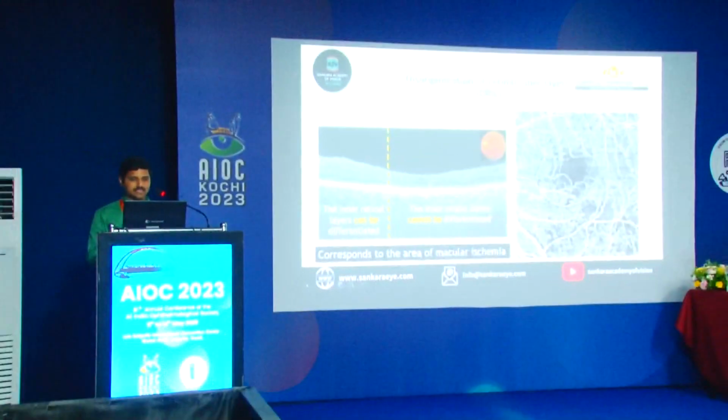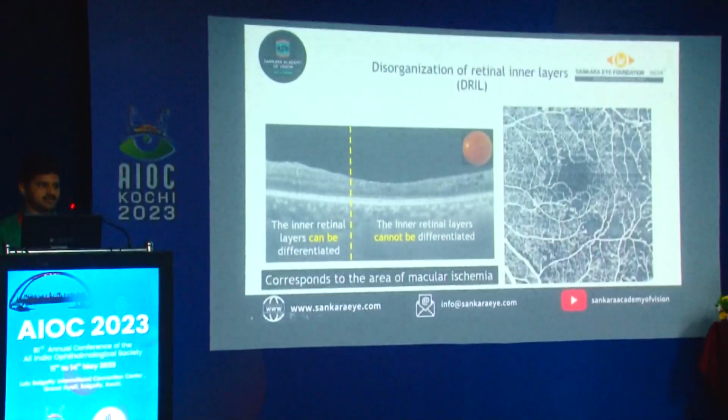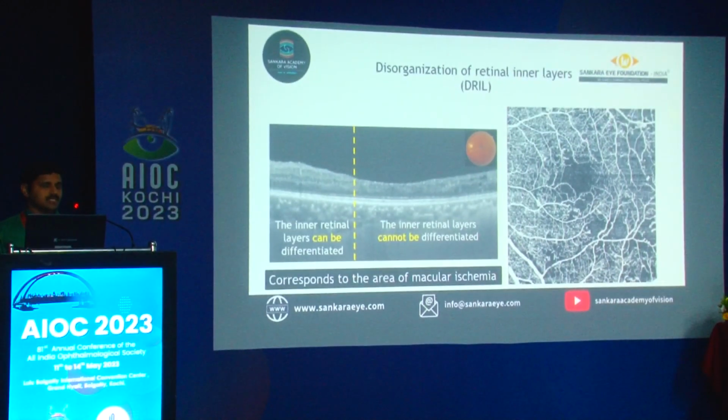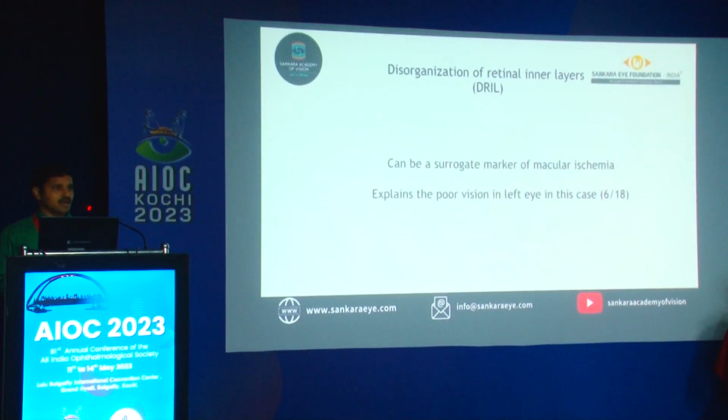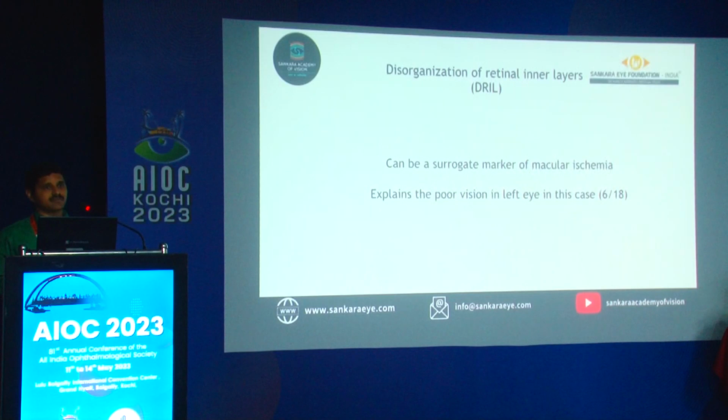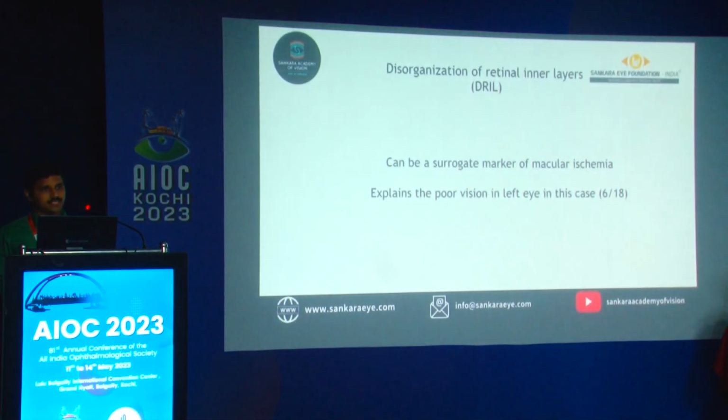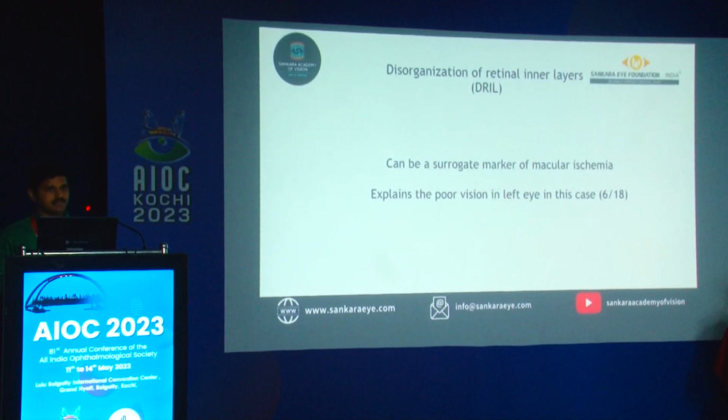So why do we need to know this? Because as we can see in this case, the temporal half shows areas of ischemia. There are a few publications which have noted that DRIL corresponds to the area of macular ischemia. So how it can help us is that it's a surrogate marker of macular ischemia. For those who don't have an OCTA or don't want to do an FFA, it's not definitely macular ischemia which we can identify on OCT itself, but DRIL shows that it is probably an area of macular ischemia. So it's a surrogate marker that explains the poor vision in this case, which is 6/18.